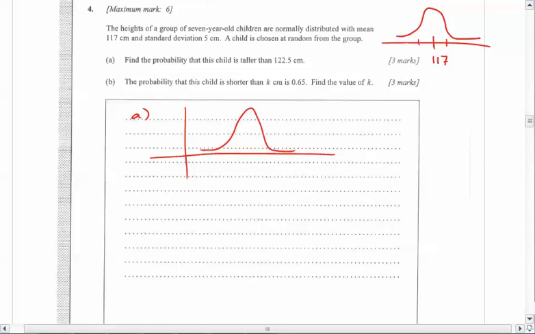Here's my graph. 117 is right here. If I go up 5, 122, then I'm 1 standard deviation away. And I'm just a little bit bigger than that. So I want to know this region of the graph here. It's probably a very small percentage.